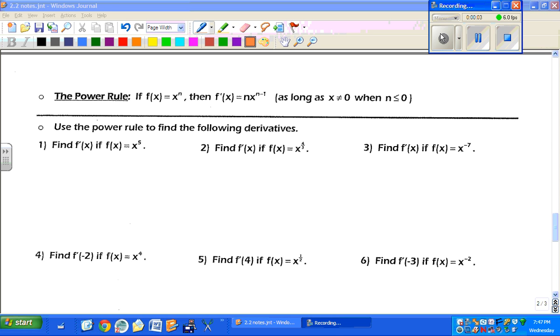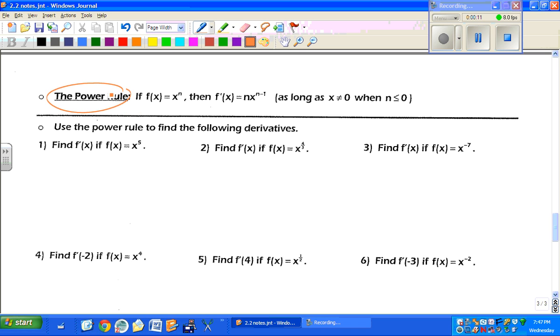Alright, here we go. A nice little shortcut for you. Maybe you noticed it from the problems on the last page. But the power rule is a big rule that we'll use with derivatives to make things a lot easier. We don't have to do the full limit definition.